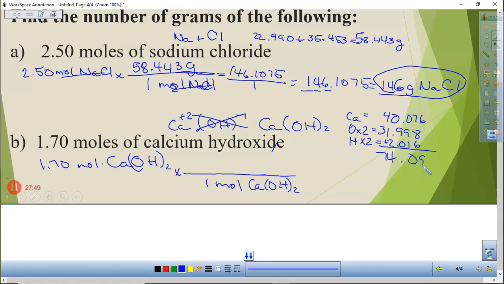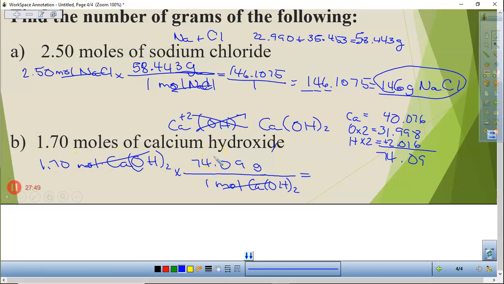74.09, add them together, it's 12. Yep, that's right. 74.09 is the molar mass in 1 mole of calcium hydroxide. So I'm going to put that right there, 74.09 grams. That's the molar mass in 1 mole. So I can cancel my moles, cancel my units there, multiply everything in the numerator.